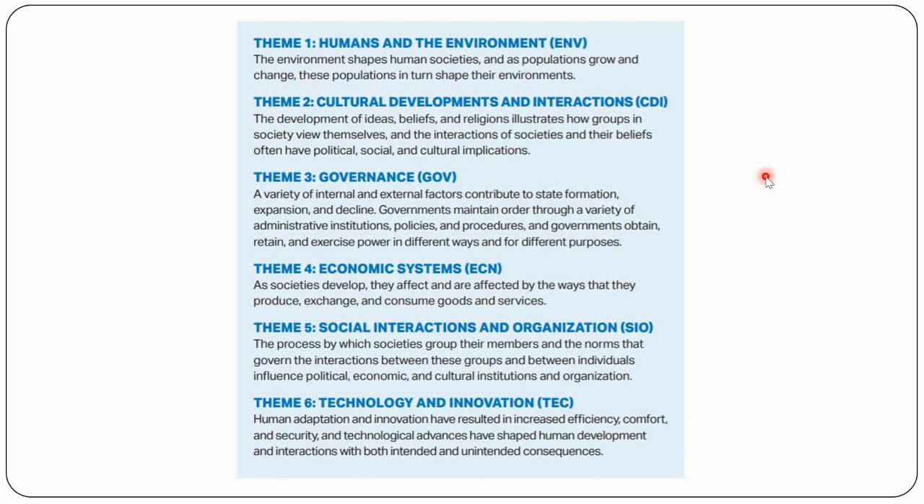So these are the 6 themes, which is what was part of the course description: humans and the environment, cultural developments and interactions, governance, economic systems, social interactions and organization, technology and innovation. So as we make our way through the course, when we are presenting material, when you are reading material, you're going to be doing work that is categorizing it. What themes does it fit? Because the College Board loves to bring in these themes in the free response questions.